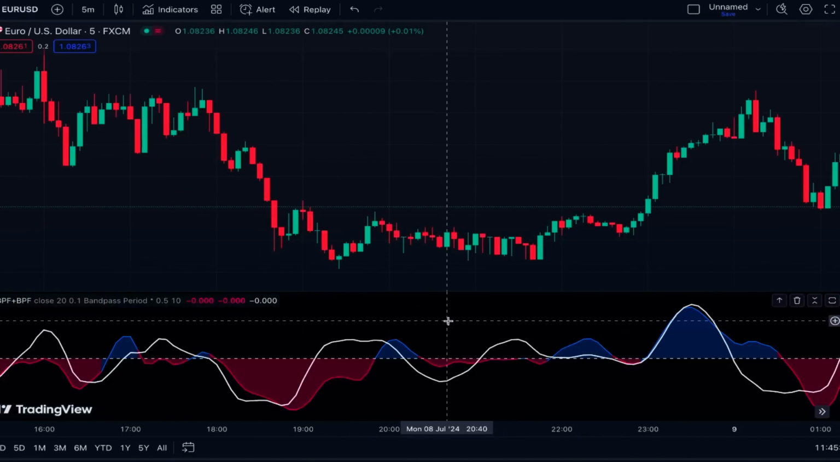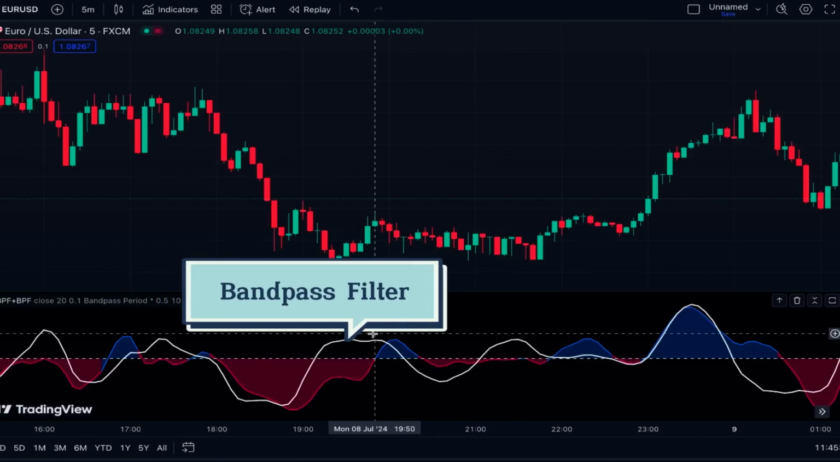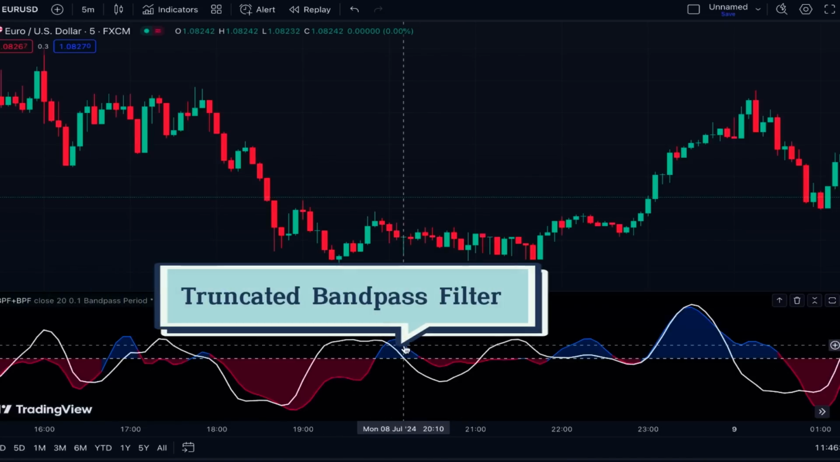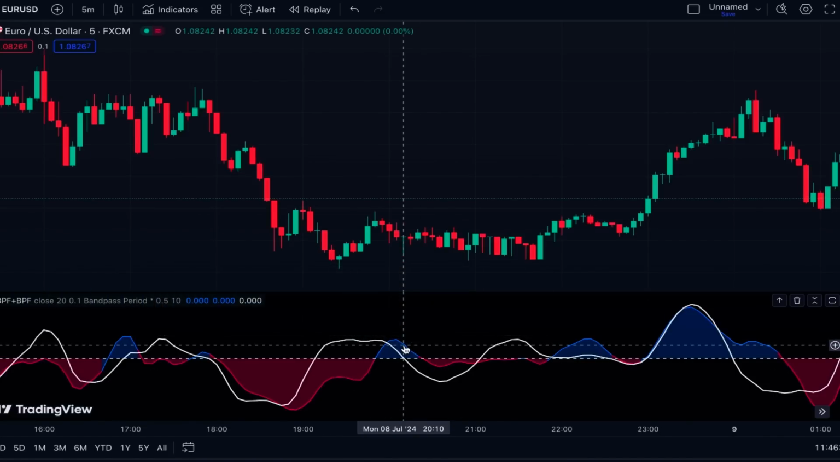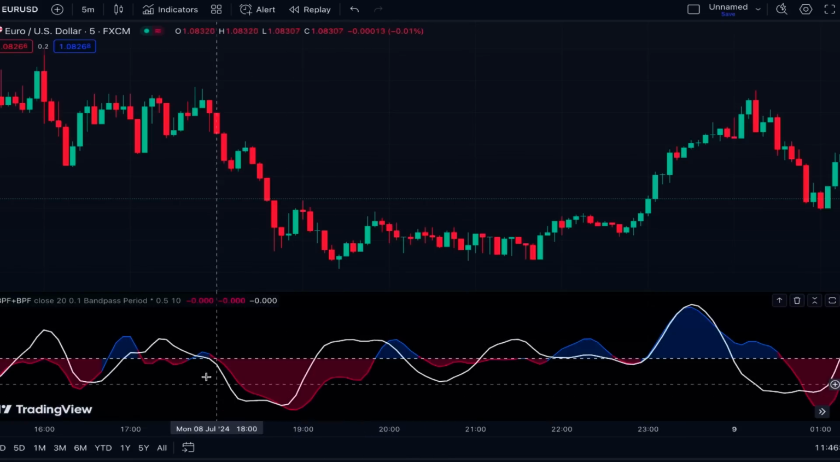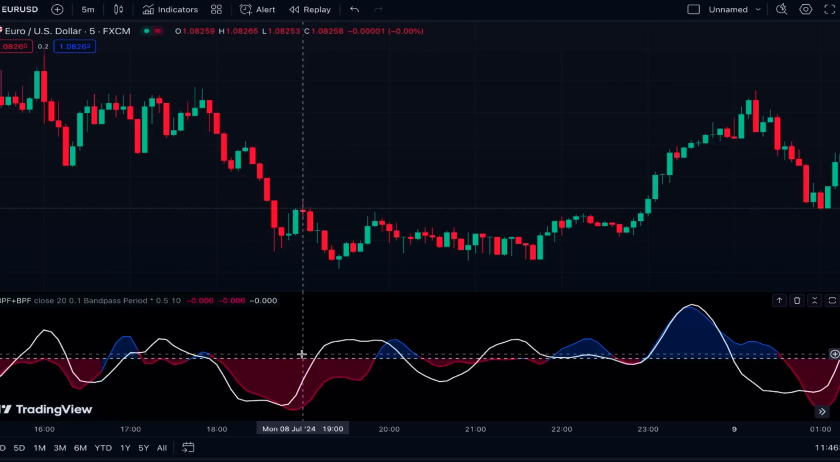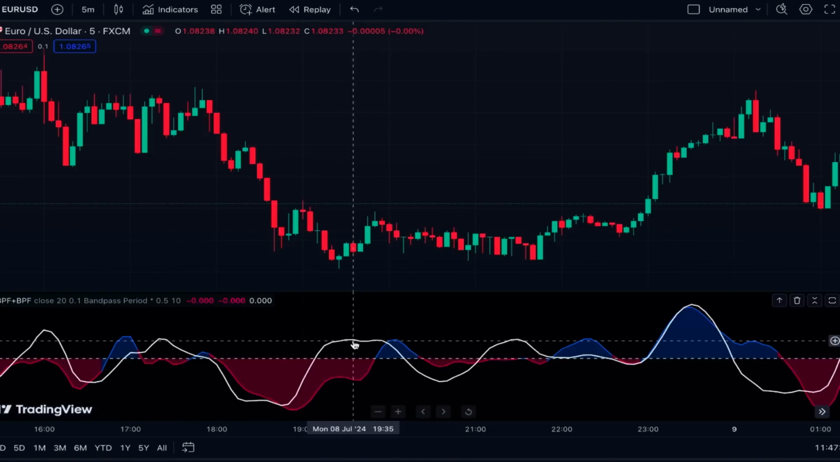This indicator includes both the bandpass filter and the truncated bandpass filter. The white line is the bandpass filter, and this line that changes color between pink and blue is the truncated bandpass filter. The truncated bandpass filter is more stable, and you can see that the white line is more noisy and moves and responds to price action faster, and actually we are interested in the truncated bandpass filter, not the bandpass filter.